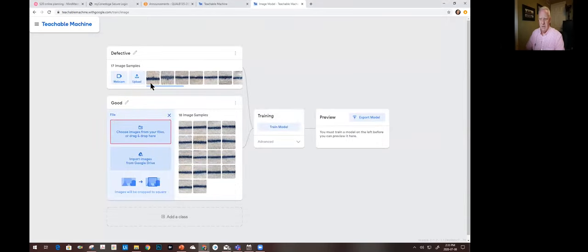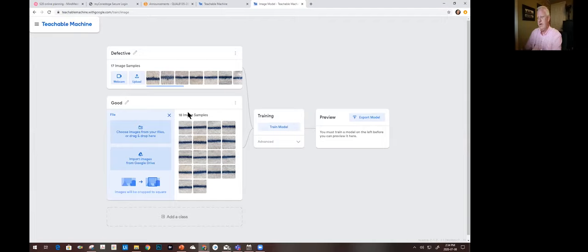You don't have to have the same number. You can see I've got 18 good images and 17 defective images. You could have 24 of these and 50 of those. So they don't have to be balanced. 17 and 18 are kind of skimpy. If you read the documentation for this, they really do recommend 20 or 30 or 40 or 50 images. Okay, but for purposes of demonstration, this is fine.